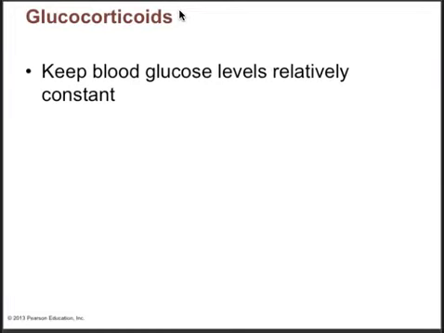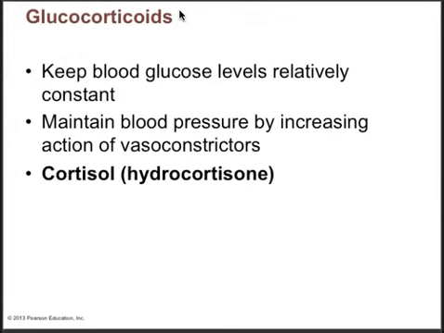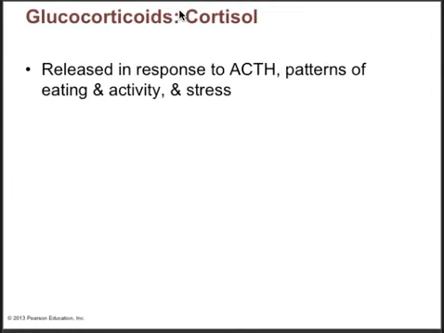Glucocorticoids help keep blood glucose levels relatively constant, and they maintain blood pressure by increasing the action of vasoconstrictors. The most important glucocorticoid is cortisol. It's also known as hydrocortisone, and other glucocorticoids include cortisone and corticosterone. They're released in response to adrenocorticotropic hormone, which of course comes from the anterior pituitary, and it controls patterns of eating, activity, and stress.